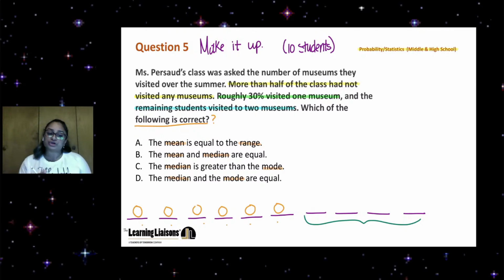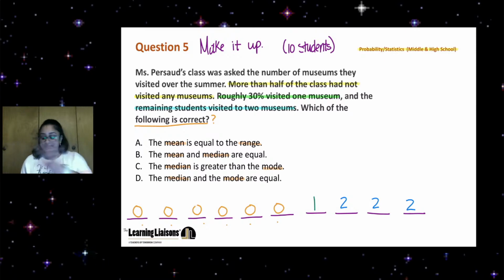And if you do 30% of 4, you get like 1 point something, and you can't have a point something student. So we go ahead and just say that one student went to one museum, and the rest of the students went to 2 museums. Trust me, the more you see this and the more you read it, the more you'll understand it.